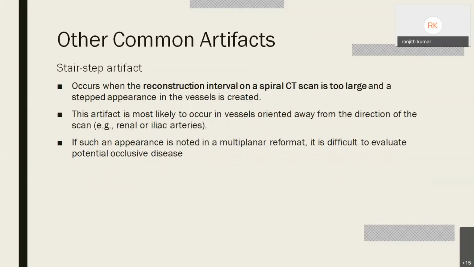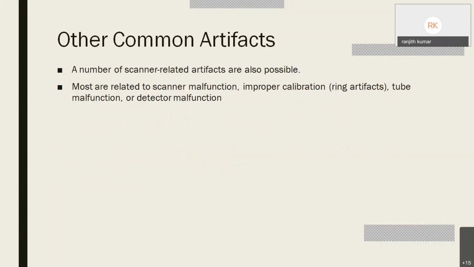The other is the stair step artifact, which happens when the reconstruction interval or the slices are too large. Also, if the vessels are not directed along the axis of the CT, like perpendicular vessels such as the iliacs and renal vessels, these stair step artifacts can be seen. Other artifacts may be related to the machine itself.